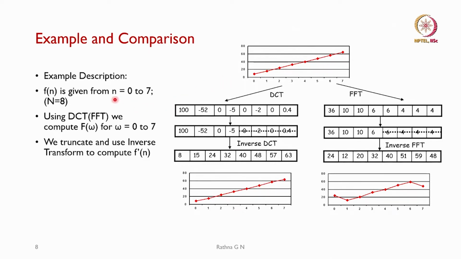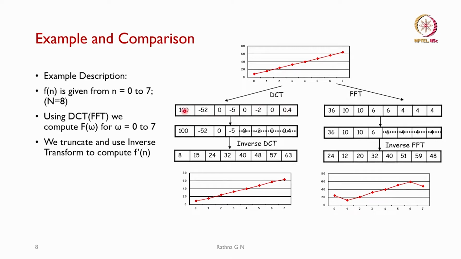That is what we say, n is 0 to 7, and these values are passed through FFT and then DCT. So, this table shows 8 values. After doing FFT you will get 36, 10, 10, 6, 6 and then all the rest are 4s. When you pass it through the DCT, the first value we call the DC coefficient, and the rest of them we call AC coefficients.